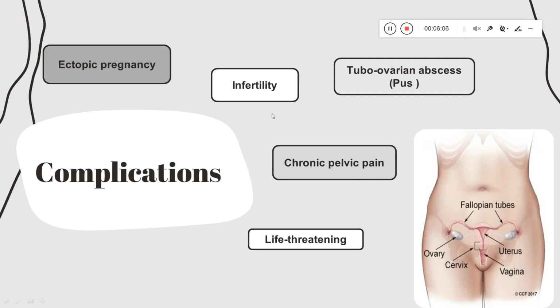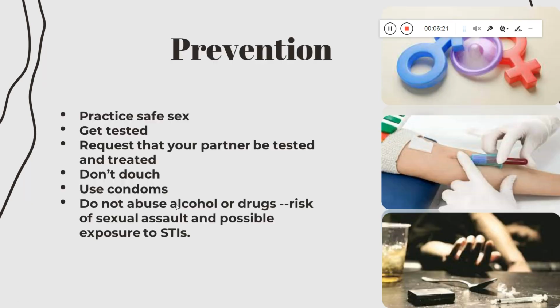Apart from that, it can lead to infertility problems because you do not have a proper system there. There is inflammation, infection, which can lead to infertility. You can have pus, as I told you, because of infection. There can be chronic pelvic pain, and it can be life-threatening if it is not treated.